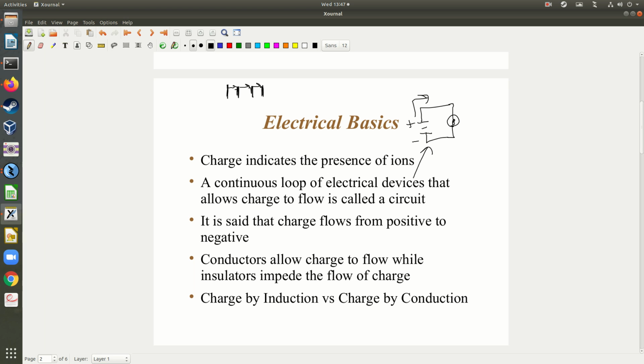The electrons themselves aren't really moving and they don't move very fast. It's more the charge that is moving. And so we say it flows from positive to negative. That's just kind of the convention.